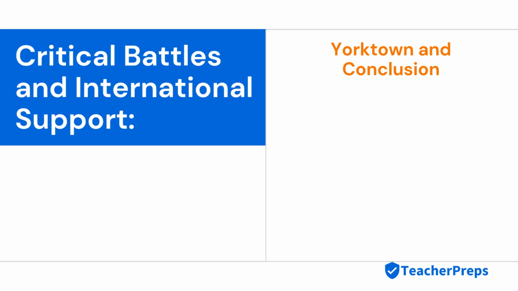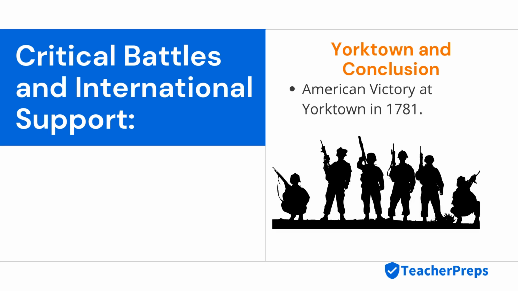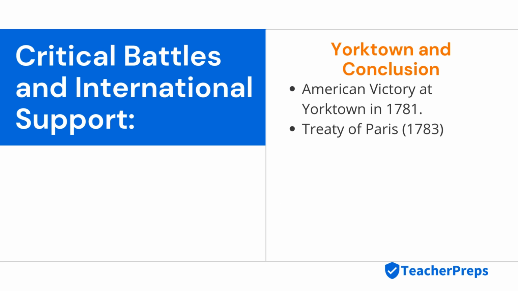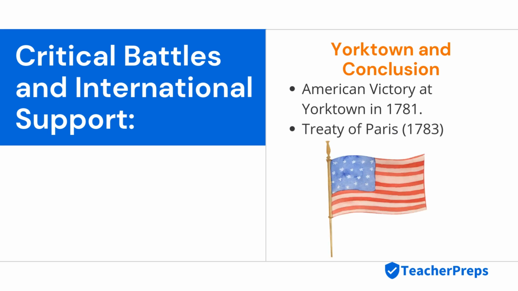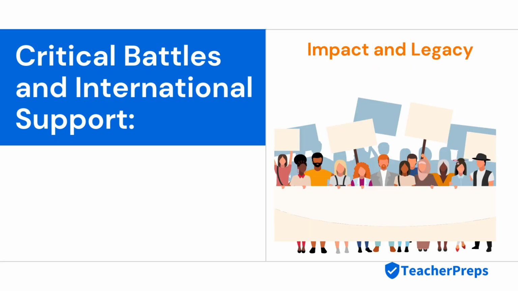The war effectively ended with the American victory at Yorktown, which happened in 1781, leading to the Treaty of Paris in 1783, where Britain recognized America's independence. The American Revolution not only established the United States, but also inspired numerous other global independence movements.